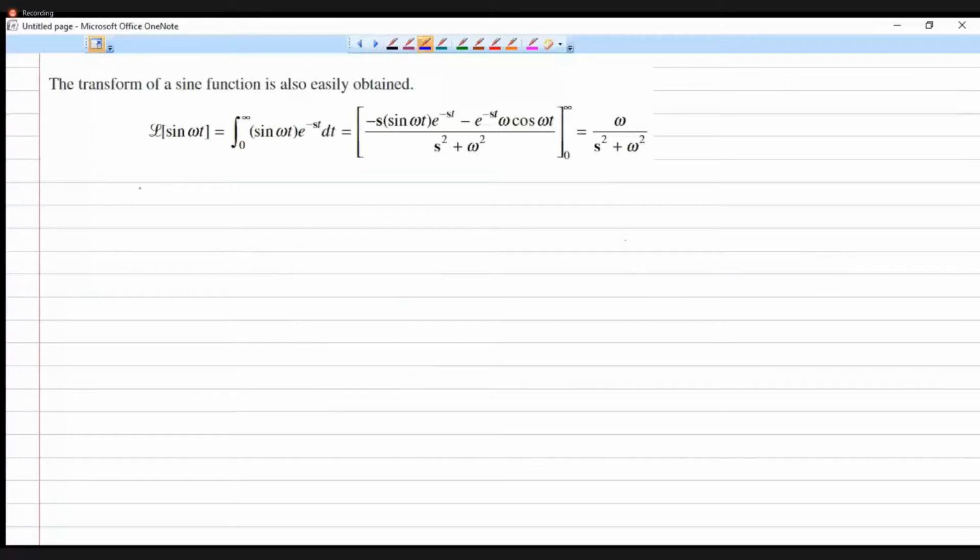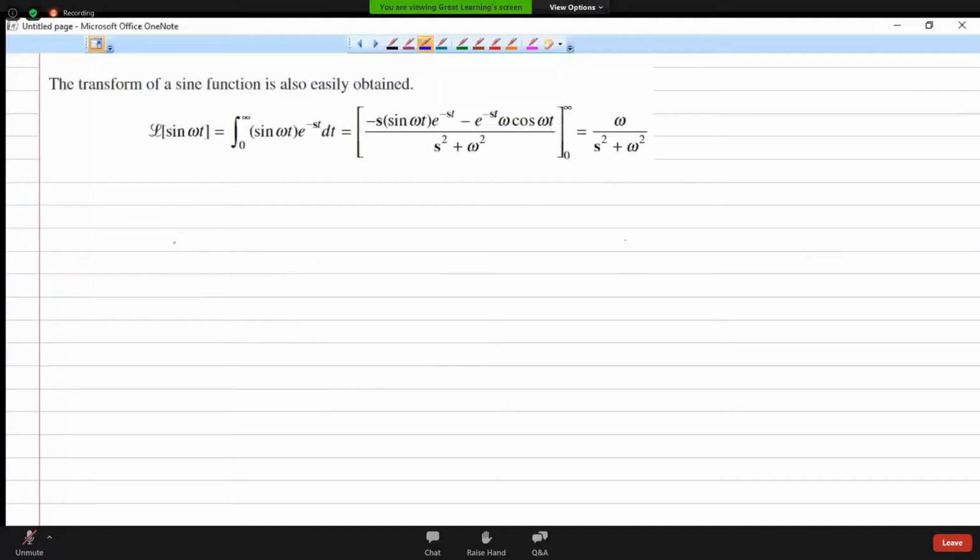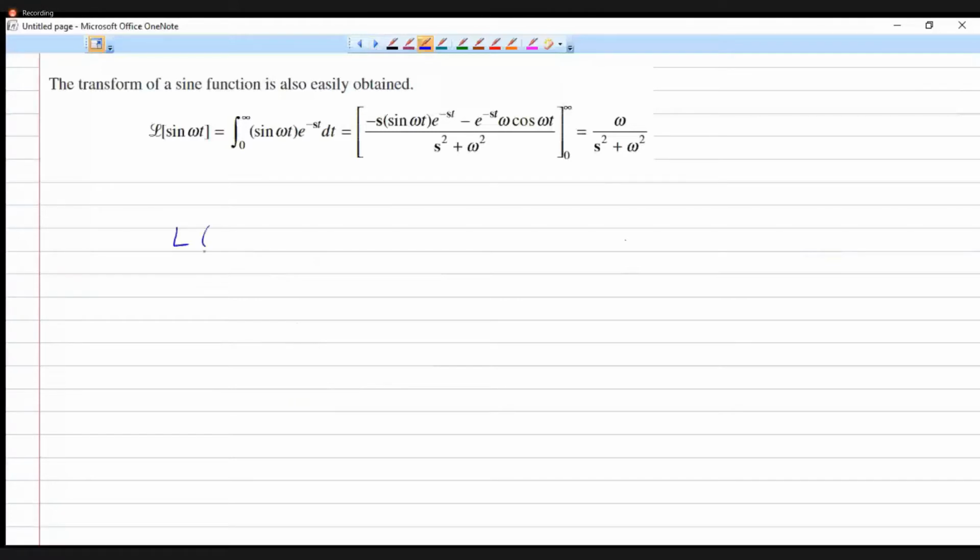Another very frequently used function is the sine function. We can convert a sinusoidal signal in the time domain. We can do a Laplace transform L of sine omega t. It will be given as omega by s square plus omega square, where omega is the angular frequency. Similarly, you can find the Laplace transform of the cosine function, cos omega t, which is given by s by s square plus omega square.